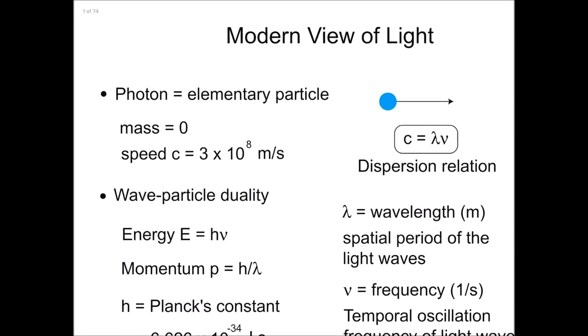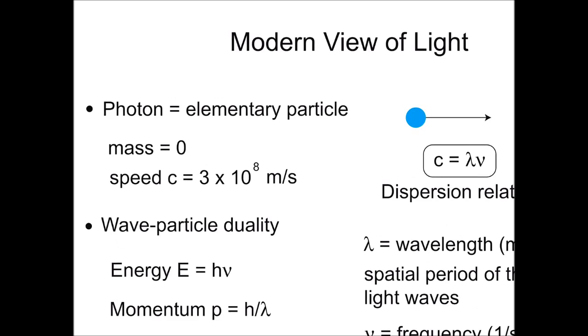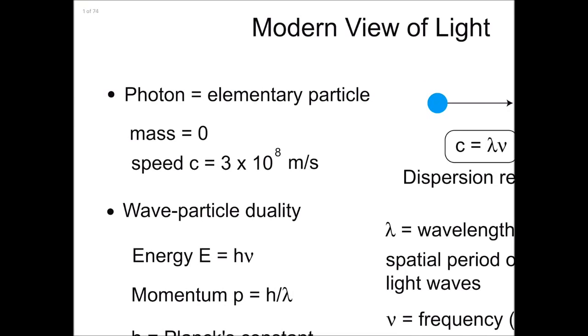Okay, so to begin with, let's have a quick recap of the modern view of light, which talks about the wave-particle dual nature of light. So if you talk about light in terms of particles, we have the smallest, the most elementary particle of light being the photon. It's a massless particle and travels at the speed of light, which is the highest obtainable speed in the universe.